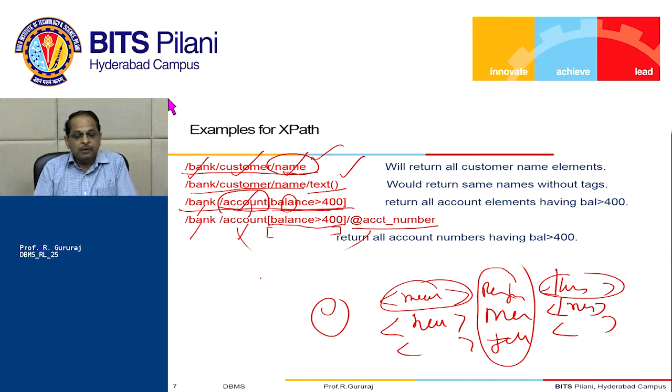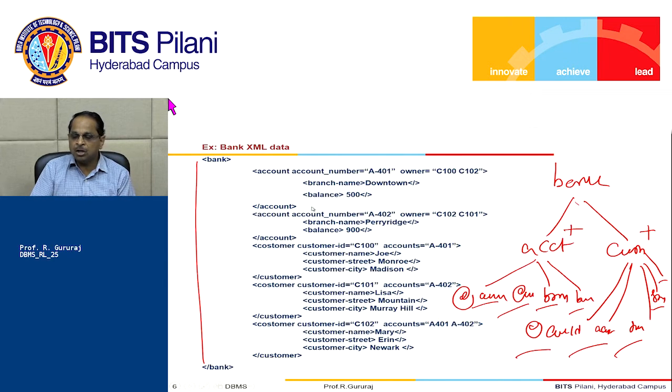Now, we can also use aggregate operations like average, count, min, max. All these things are possible in the standards of XPath. Let us see how to get the account elements where the number of customers is more than 2. And if you look at the structure of this XML document, it is understood that an account can have any number of customers.